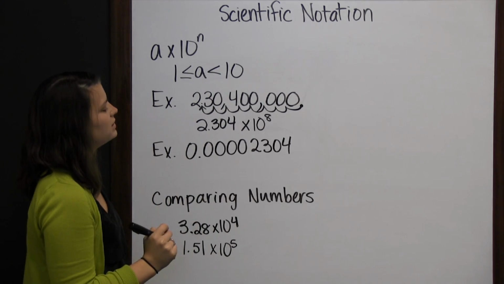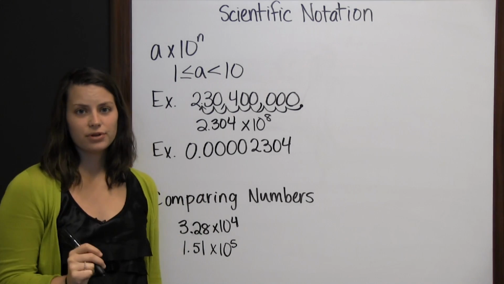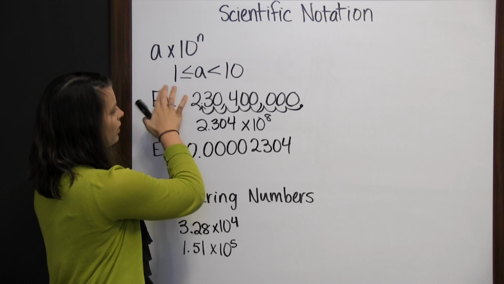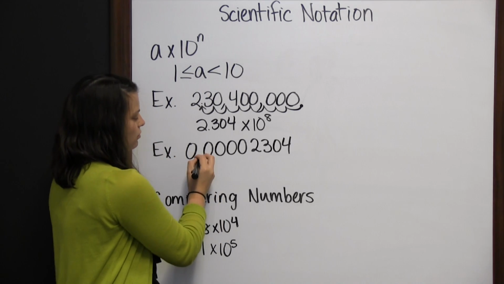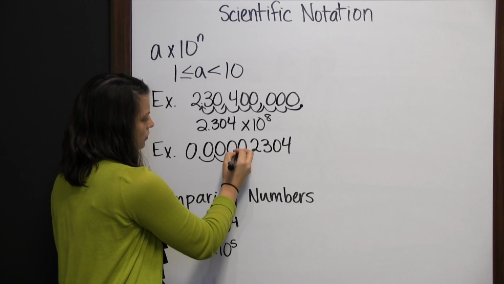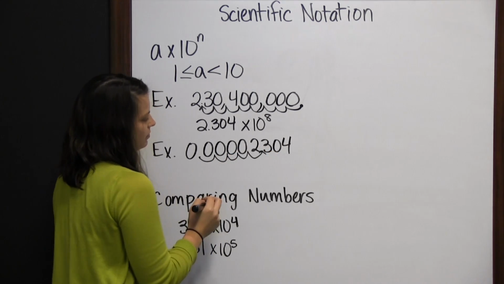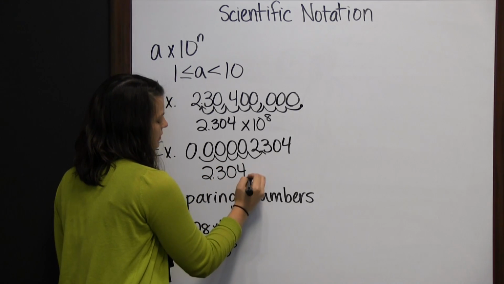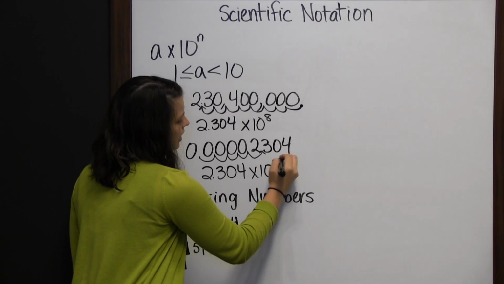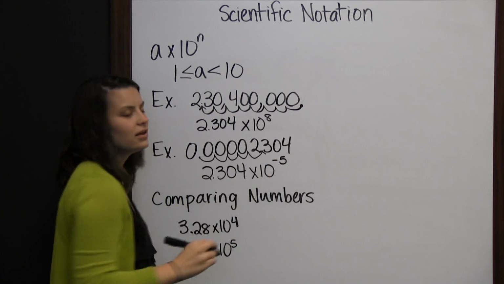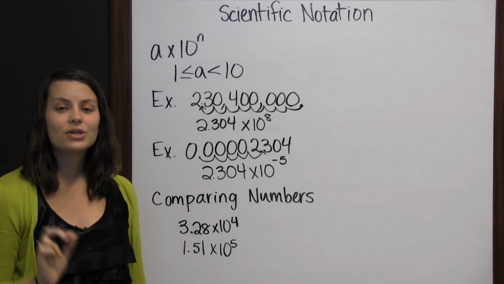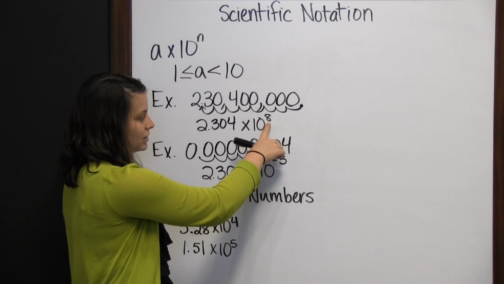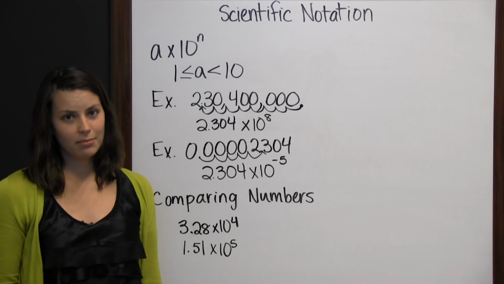We can also use scientific notation to take very small decimal numbers and write them in a shorter form. We do the same thing. Our a has to be greater than or equal to 1 and less than 10, which means we need to move our decimal 1, 2, 3, 4, 5 places to the right, so that it becomes 2 and 304 thousandths times 10 to the negative 5. And that negative exponent lets you know that that's a very, very small number. It's a decimal. It's less than 1. Whereas a positive exponent tells you that it's a very large number.